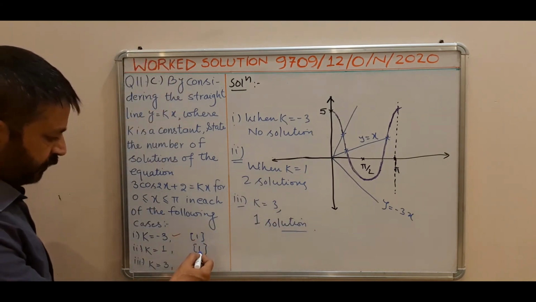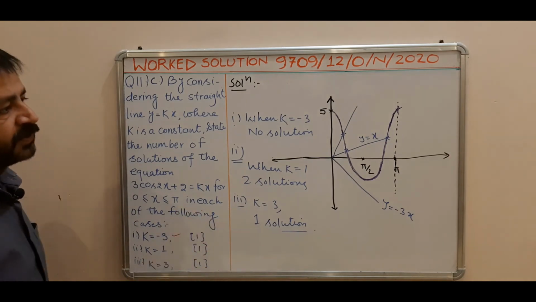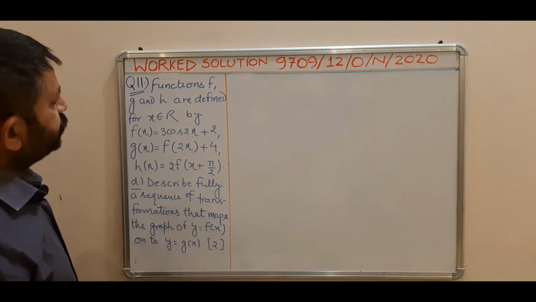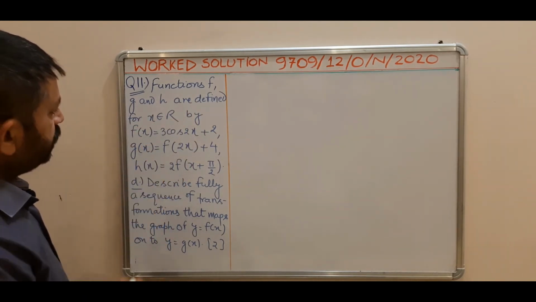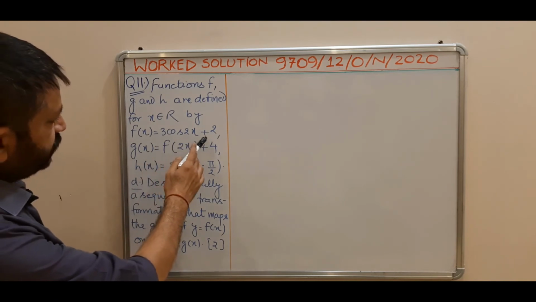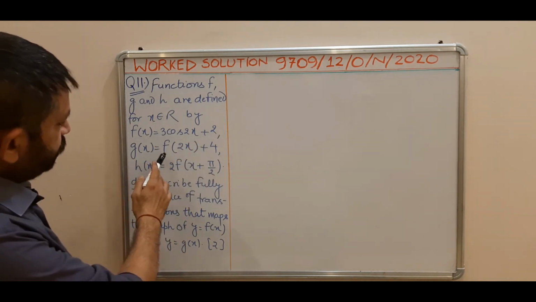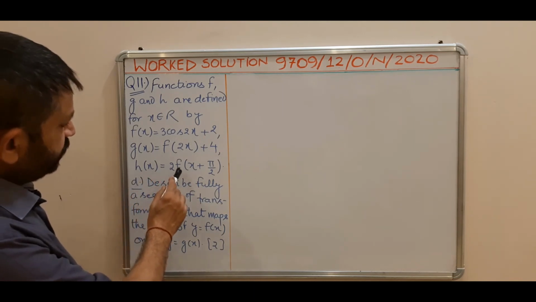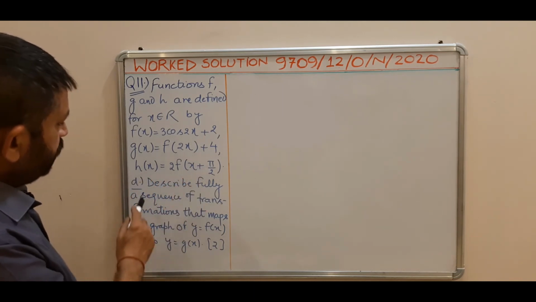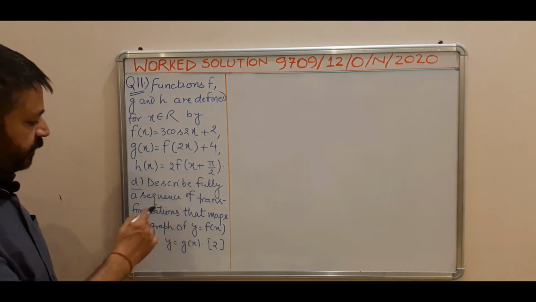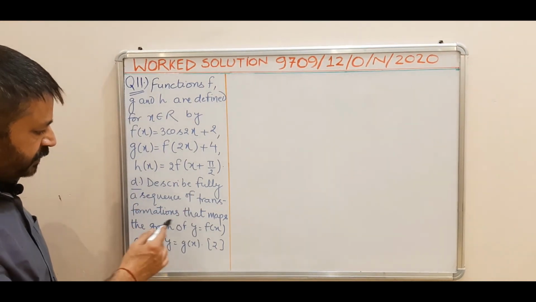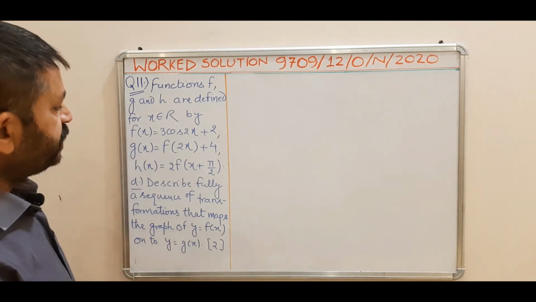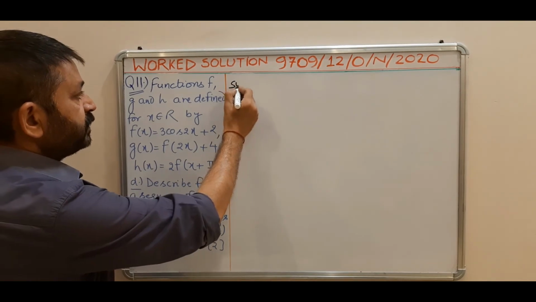This is for 1, 1, 1. Each part is for 1 mark. So 3 marks. Next part in question number 11. Functions f, g and h are defined for x belongs to R by fx is equals to 3 cos 2x plus 2, gx is equals to f 2x plus 4, hx is equals to 2 times f of x plus pi by 2. D part is describe fully a sequence of transformations that maps the graph of y is equals to fx onto y is equals to gx. So this is for 2 marks.